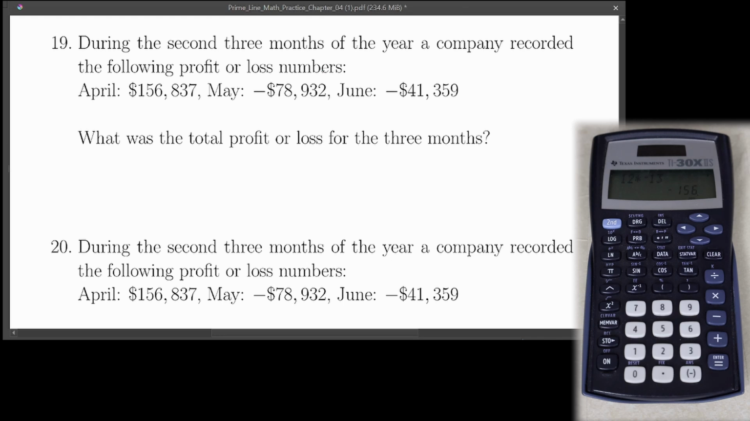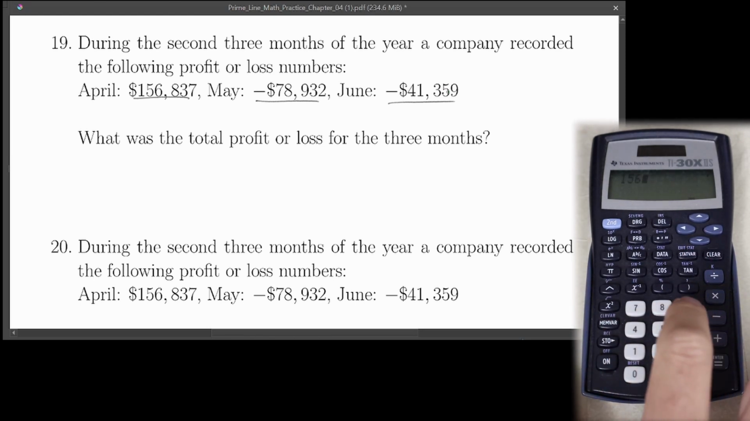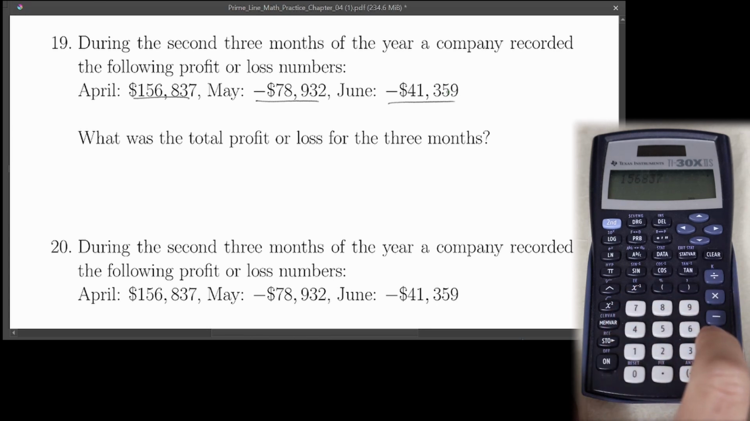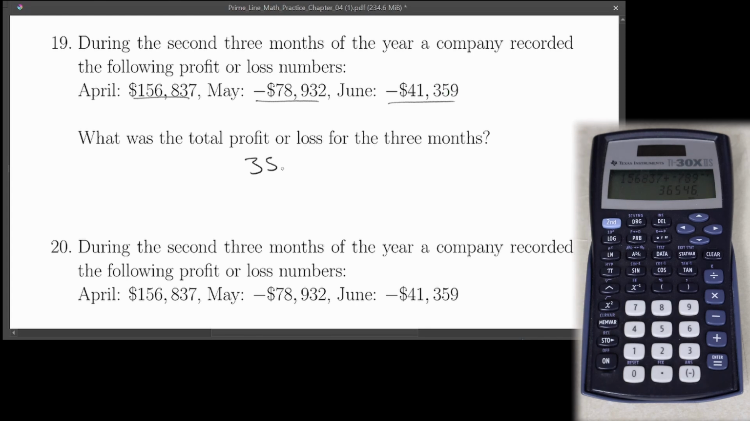Okay, number 19, we've got profits and losses. We want to find the overall profit or loss for the 3 months. So we are going to add these integers together. We get 156,837 plus a negative 78932 plus a negative 41359, and we get our grand total to be $35,546.